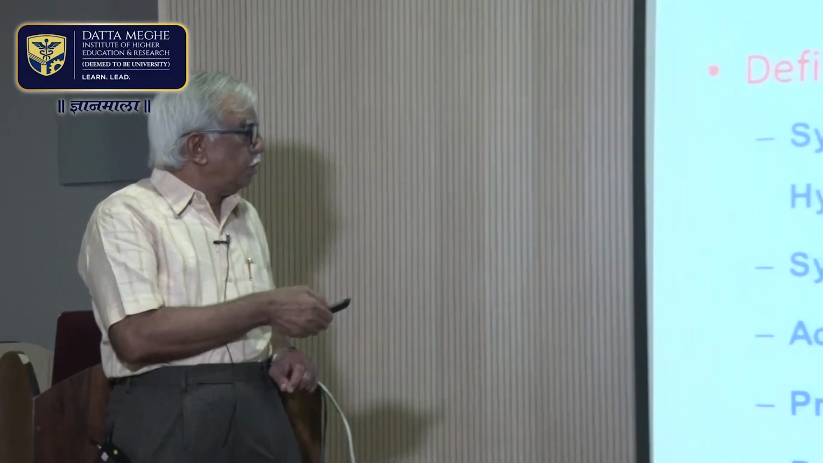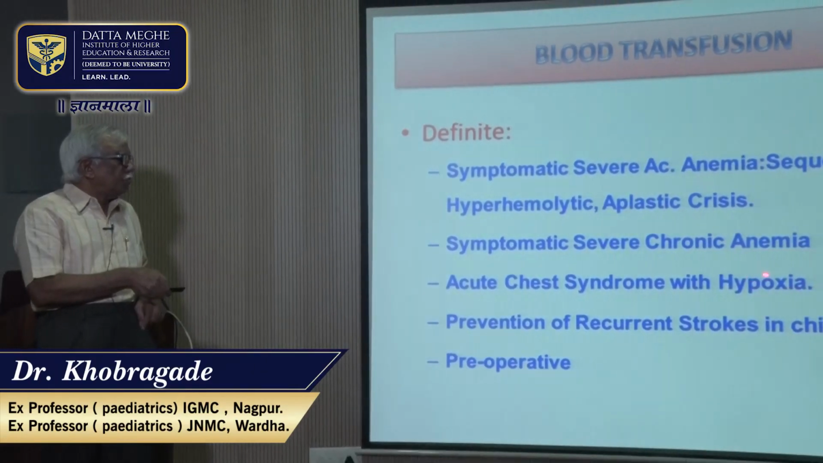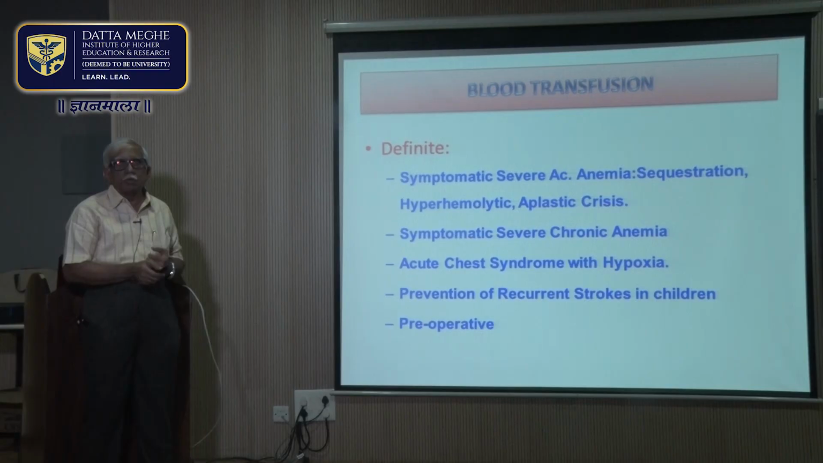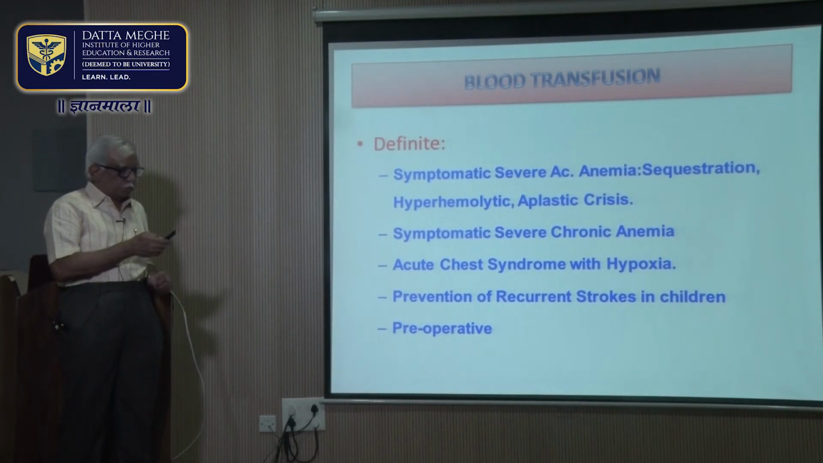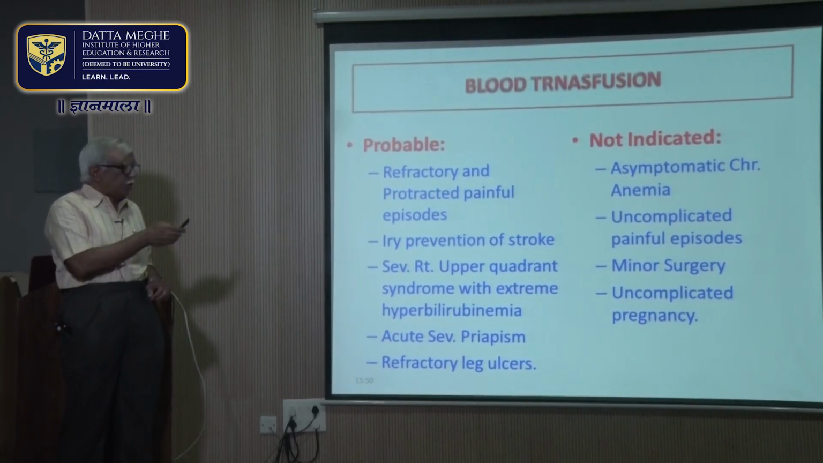Now, what are the definite indications of blood transfusion? Symptomatic and severe acute anemia, for example sequestration: the child is dying, he needs a transfusion, otherwise he will die. Hyperhemolytic crisis, same thing, and aplastic crisis for the time being. Then symptomatic severe chronic anemia, acute chest syndrome with hypoxia, prevention of recurrent strokes in children, and pre-operative procedure. Suppose you are subjecting a patient to major surgery, then you have to give a transfusion before planning surgery.